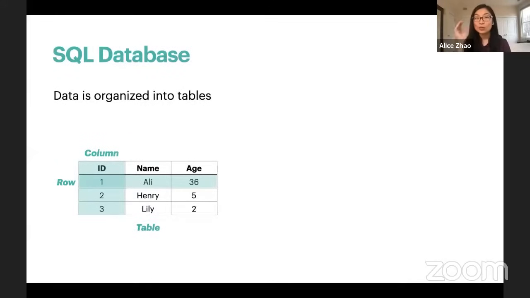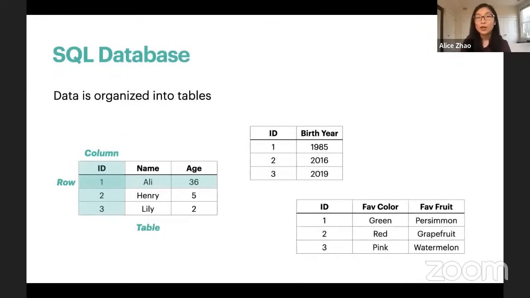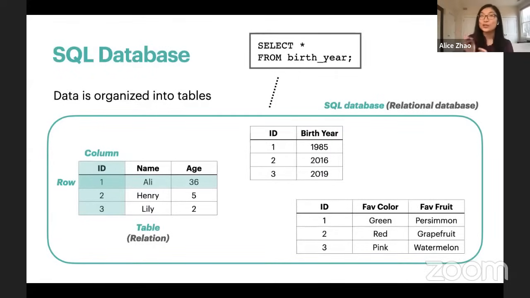And within a SQL database where everything is organized into tables, you will have multiple tables. So maybe one that shows the birth year, one that shows favorite colors and fruits. And all this together, again, is called a SQL database. One other term you might hear from time to time is that this table is referred to as a relation, and this SQL database is referred to as a relational database. So those are typically the terms you'll see in textbooks, but more commonly you'll see them referred to as tables. And so again, the SQL database is where we can store our data, and we can use the language SQL to then talk to that database and get the data that we're looking for.